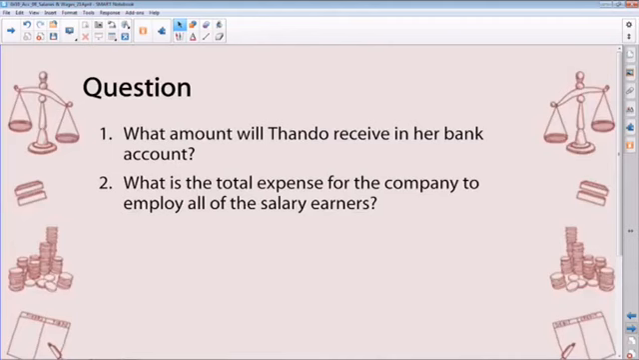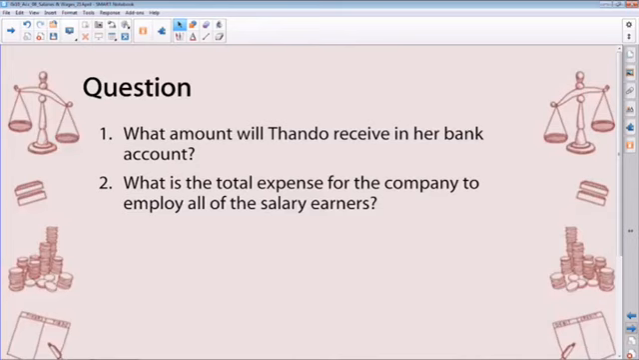Now, firstly, I want to leave you with two questions and just get you back into the groove. Maybe think about salaries again. Let's look at those two questions. Number one, what amount will Tando receive in a bank account? And then number two, what is the total expense for the company to employ all the salary earners?